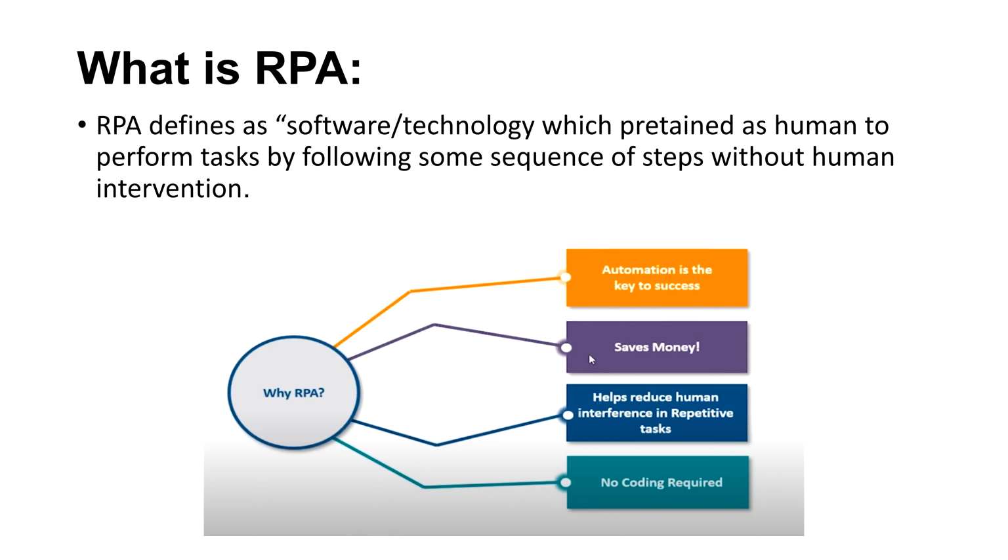So guys, there are many benefits of using RPA. The first is automation. Using automation is very beneficial for an organization, and it will be a key to success for them. Also it saves money. It helps reduce human interference in repetitive tasks, and especially, no coding is required.